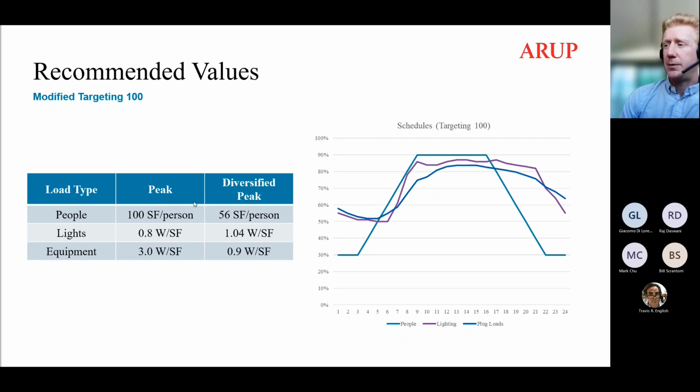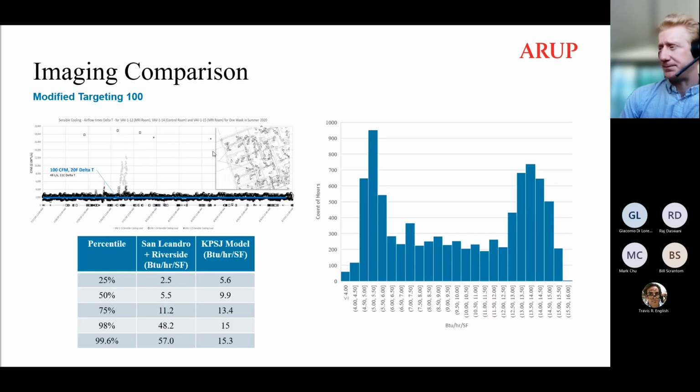So here we have 100 square feet per person, 0.8 watts per square foot for lights, and 3 watts per square foot for equipment, which get diversified down. Pardon me. Something on these values does not quite add up on this table, so I'll have to review that, because these are not reflective of what's in the schedules to the right. So with apologies, ignoring that diversified peak and looking just at the peak values matched up with the schedule is what was used in the model.